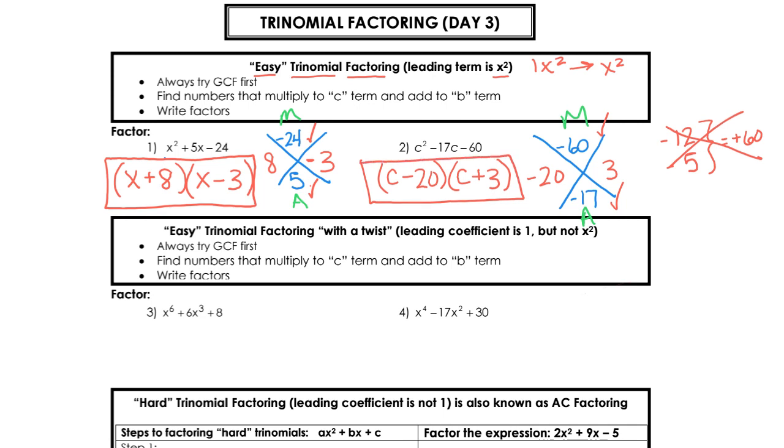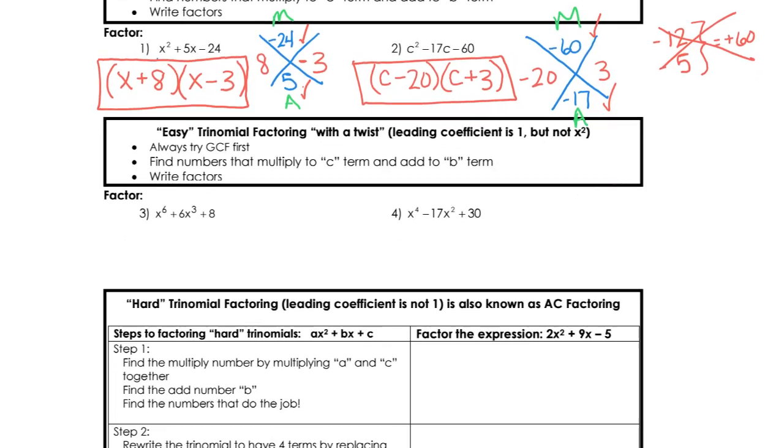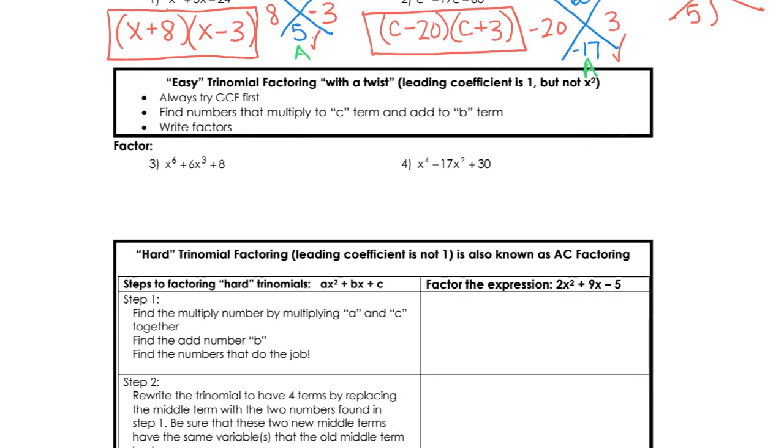Okay. Let's head down to what we call easy trinomials with a twist. The twist is that your exponents are going to look a little different than they did in the last two. However, I still consider this easy because the leading coefficient is still 1, or just an x to the 6, or just an x to the 4. There's no big coefficient number out in front other than 1. And so that's what makes these still easy. There's a little twist, and we have to just pay attention to it before we box up our answers.